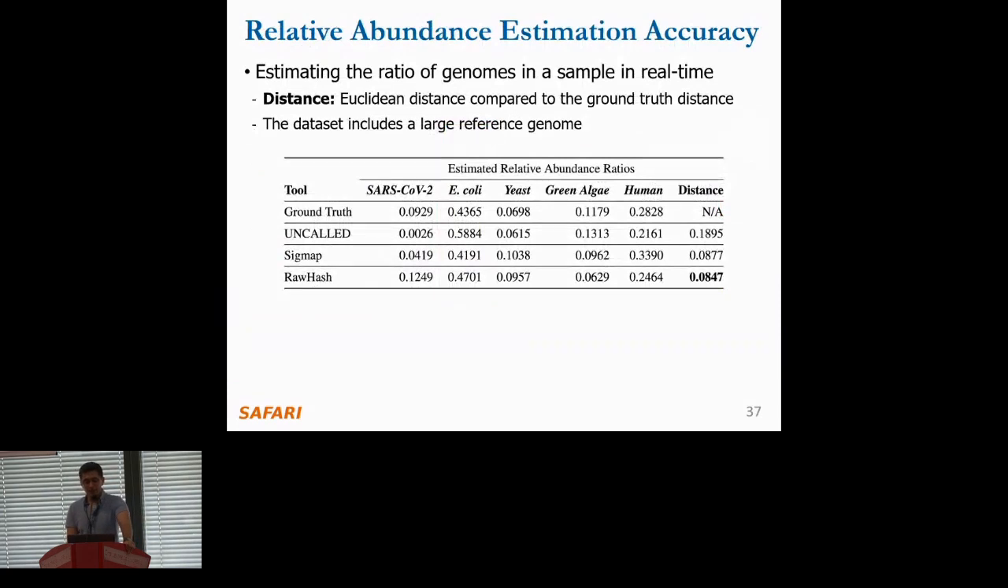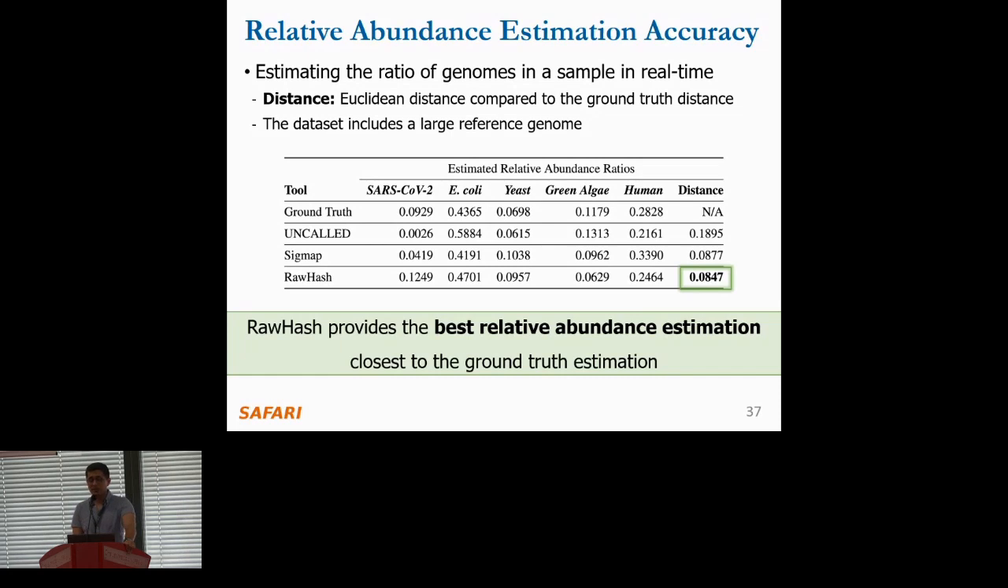This table shows the abundance estimation that each tool makes based on their mapping and their Euclidean distance to the ground truth estimation, and lower is better. We find that RawHash provides the best relative abundance estimation, closest to the ground truth estimations. This is consistent with the best read mapping accuracy results RawHash provides for large genomes, as this particular use case also includes a large reference genome dataset.